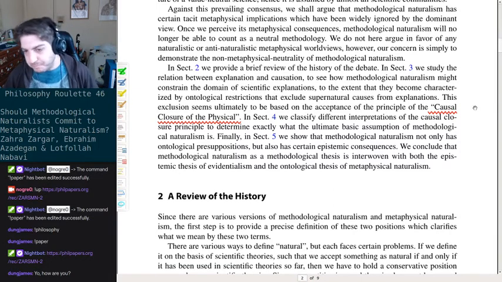I appreciate that. In Section 4, we classify different interpretations of the causal closure principle to determine exactly what the ultimate basic assumption of methodological naturalism is. Finally, in Section 5, we show that methodological naturalism not only has ontological presuppositions, but also has certain epistemic consequences. We conclude that methodological naturalism as a methodological thesis is interwoven with both the epistemic thesis of evidentialism and the ontological thesis of metaphysical naturalism.